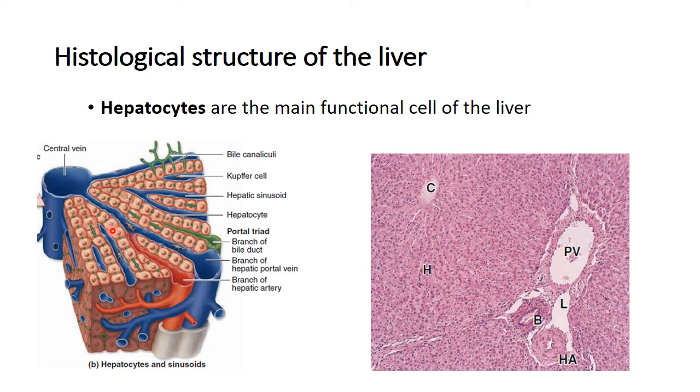They are always busy cells with a number of functions: secretion, absorption, synthesis of plasma proteins, synthesis of many other proteins important for the body. So they need a large number of mitochondria and a large number of other cytoplasmic organelles. That's why they appear eosinophilic in staining. As we can see here, the central vein in the center is surrounded with a large number of hepatocytes radiating toward the periphery, and as we said earlier, the hepatocytes surround sinusoidal capillaries.